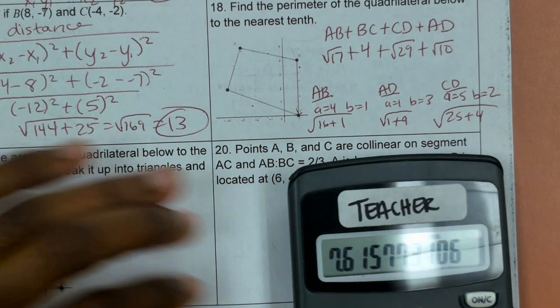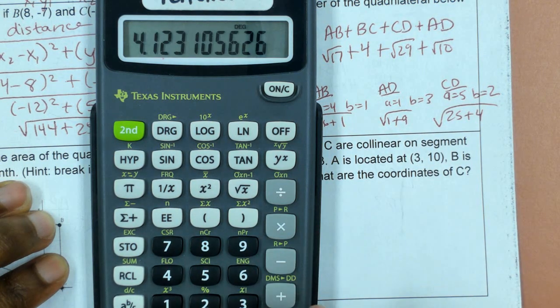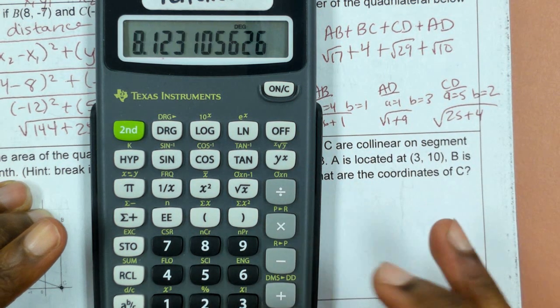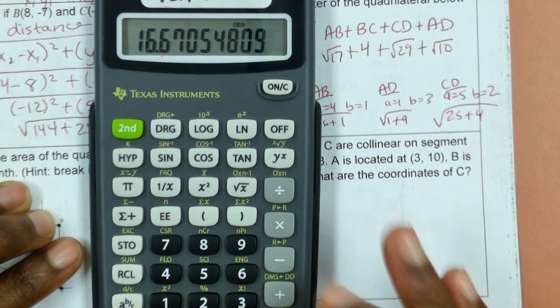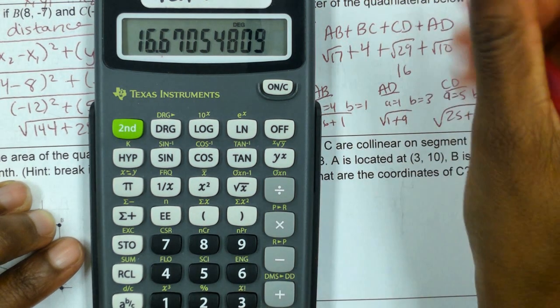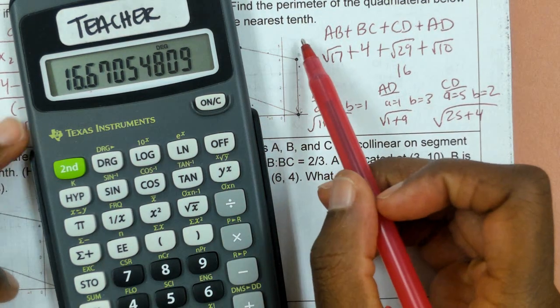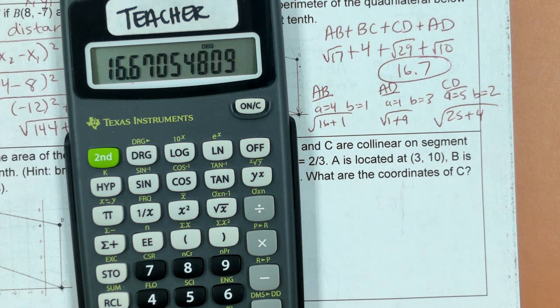Okay, so those are my side lengths I have to add together. So the square root of 17 is this. Leave it exactly like that in your calculator. Don't hit equals and round it or anything early. Hit plus 4 plus 29 radical plus 10 radical. Okay, you're not rounding early. So to the nearest tenth now is going to be 16.7. Okay, a couple more left.